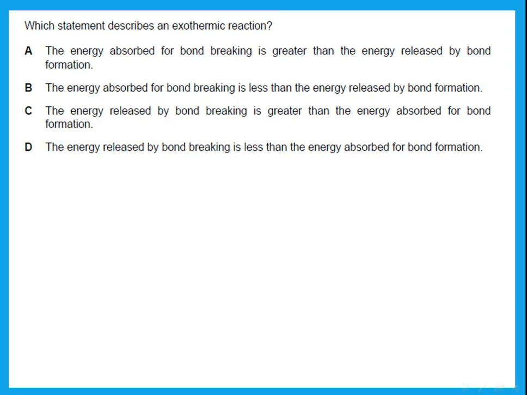The energy absorbed for bond breaking is greater? No. If the energy absorbed for bond breaking is greater, then that would be an endothermic. So B says the energy absorbed for bond breaking is less than the energy released by bond formation. That's the correct one. Okay, so always remember that if a reaction is exothermic, that means it is giving out more than it is taking in. And breaking of bond in the reactants takes in energy. Forming bonds in the products gives out energy. Now, if the one given out is more, that's exo. If the one taken in is more, that is endo.